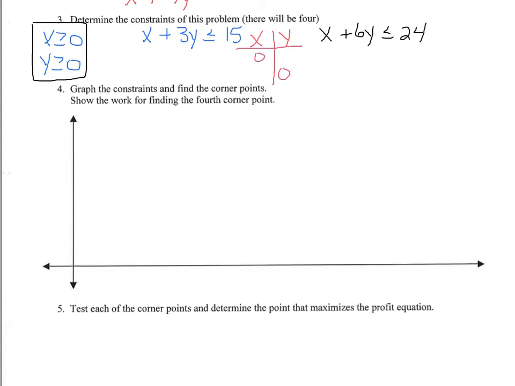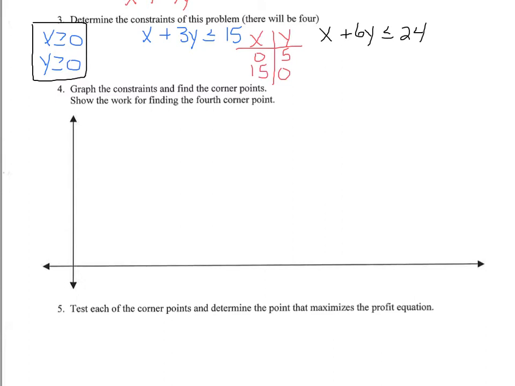Plug 0 in for x, so cover the x up with your thumb. We'd be left with 3y equals 15. 3 times 5 is 15. If I plug 0 in for y, the 3y term is gone, so cover that up with your thumb, and I'd be left with an x and a 15.